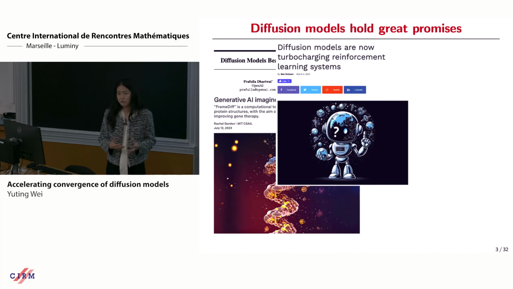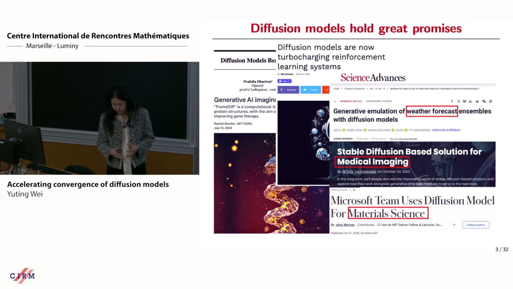Okay, and in reinforcement learning, diffusion models are used to model complex policies and generate plausible policies. And in science applications, diffusion models are used for climate modeling, medical imaging, and also in material sciences. So as you can see, it has been quite successful and has had great impact in various domains.